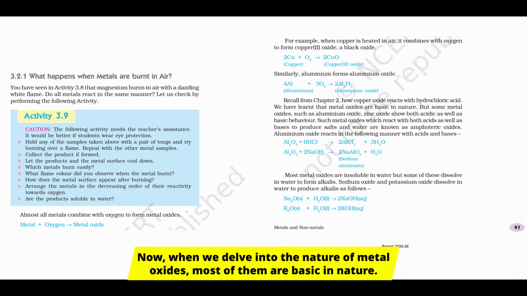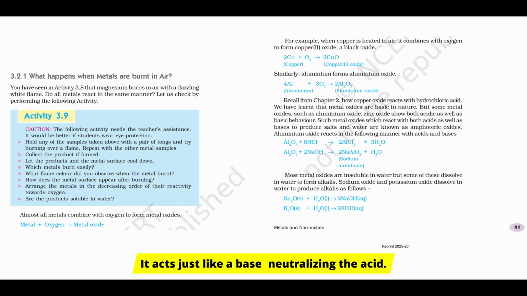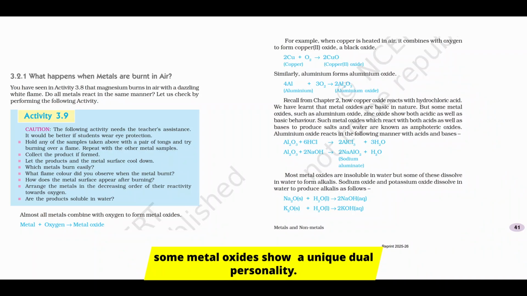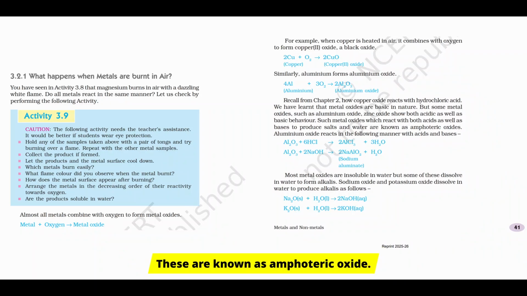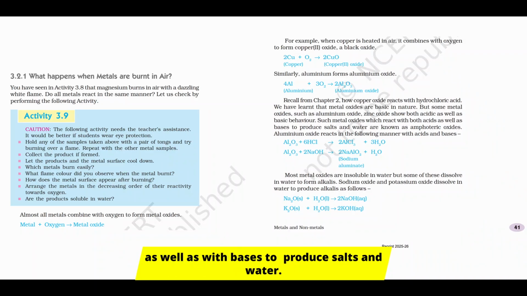Now, when we delve into the nature of metal oxides, most of them are basic in nature. Think of copper oxide reacting with hydrochloric acid. It acts just like a base, neutralizing the acid. However, and this is a critical concept, frequently tested in competitive exams, some metal oxides show a unique dual personality. These are known as amphoteric oxides. Amphoteric, meaning both. Exactly. They demonstrate both acidic and basic behavior, meaning they can react with acids as well as with bases to produce salts and water.